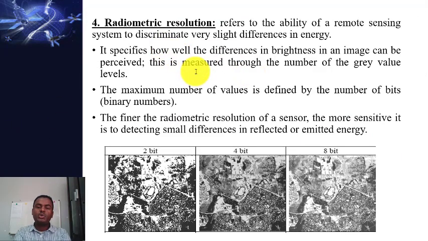And another important issue is radiometric resolution. It refers to the ability of a remote sensing system to discriminate very slight differences in energy. Radiometric resolution normally specifies how well the differences in brightness in an image can be perceived. This is measured through the number of gray value levels. The maximum number of values is defined by the number of bits. The number of gray value levels can be determined by the equation 2 to the power of n, where n refers to the bits.